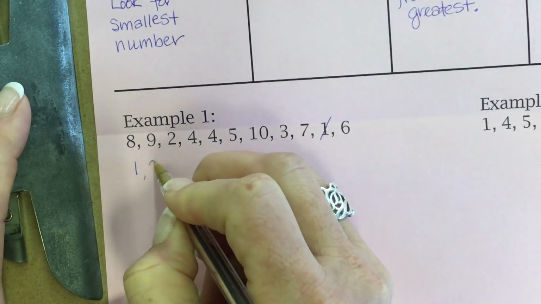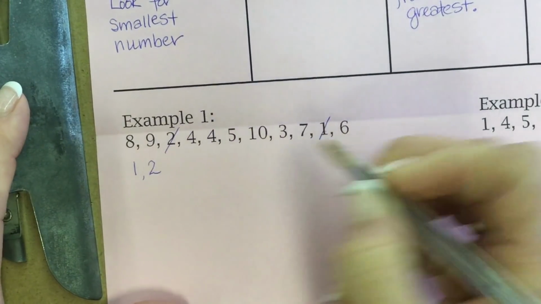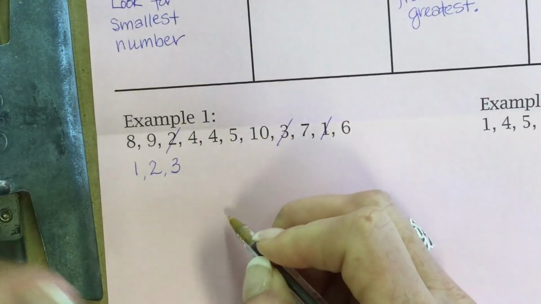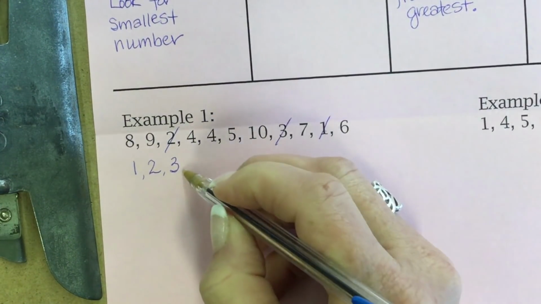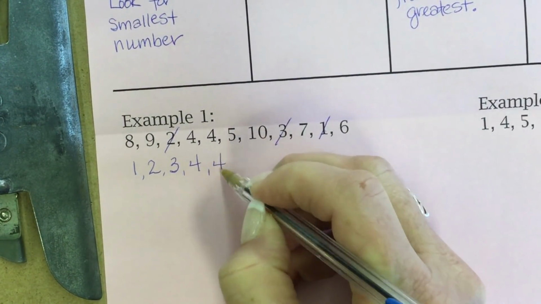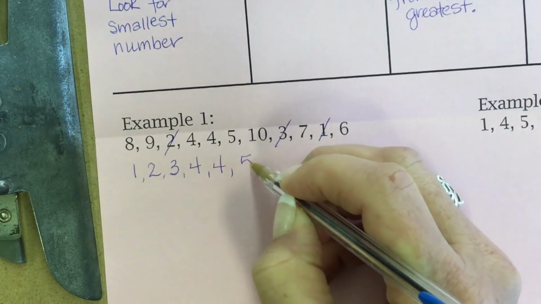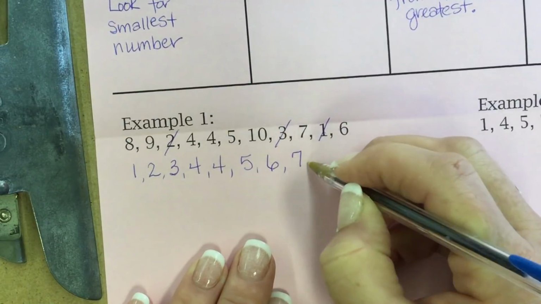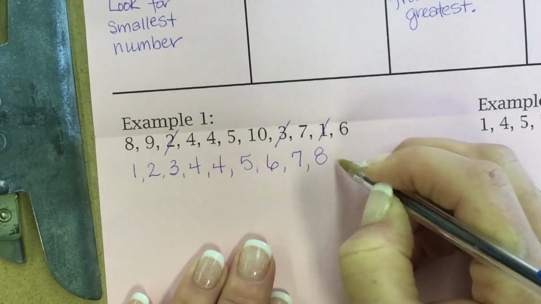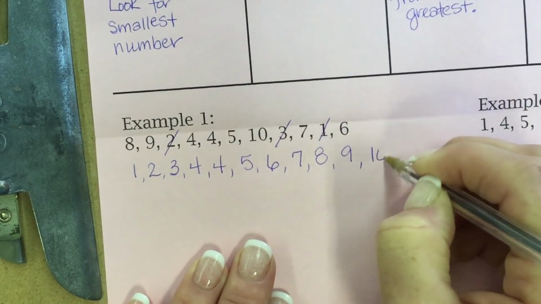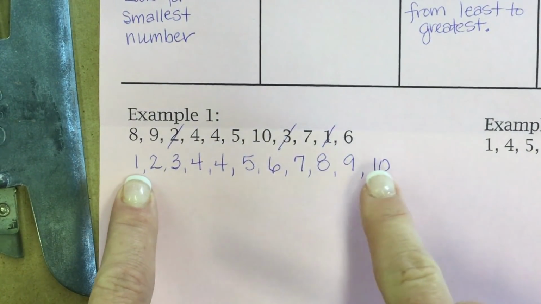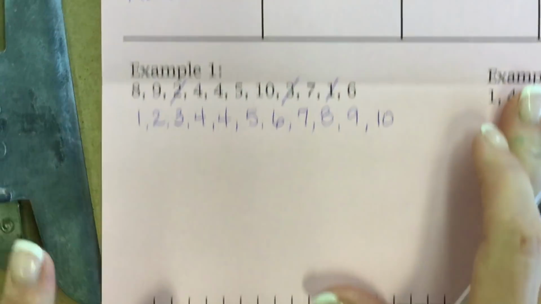So my next one is a 2. Any more 2s? Then I have a 3, and I'm going to go ahead and get quicker. Your numbers should look like this: 5, 6, 7, 8, 9, and 10. Obviously, I have my smallest and I have my greatest, okay?